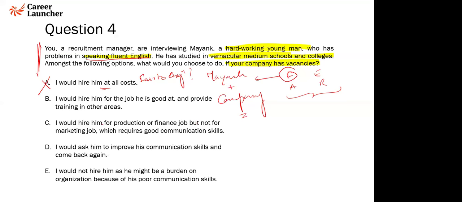B, I would hire him for the job he's good at and provide training in other areas. Maybe. There would be some areas he's good at, and it says he's a hardworking young man. So maybe I can look at him for some specific kind of roles. Choice C. I would hire him for production or finance.